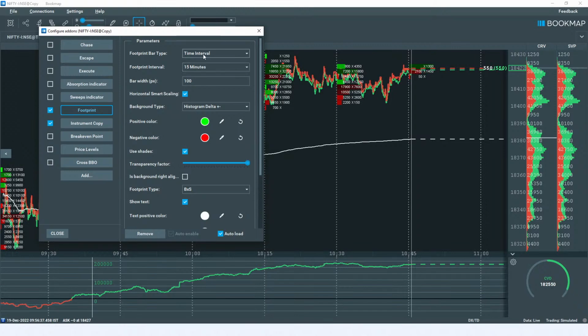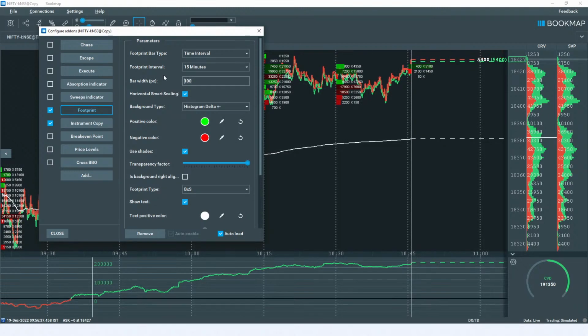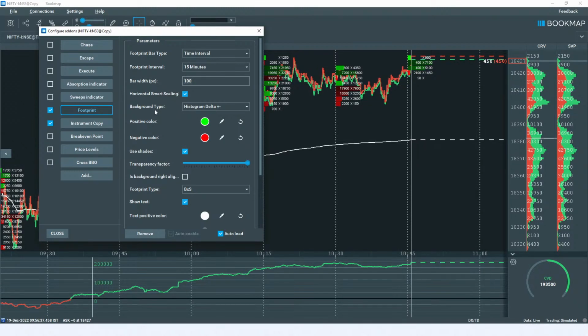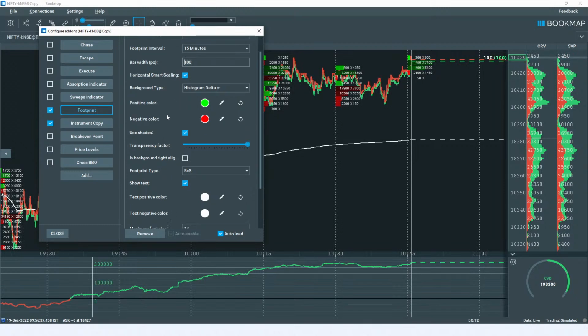Obviously I will look for what is happening within that. To look at what is happening within that 15-minute candlestick, I will look at the time interval of 15 minutes. Bar width is nothing but the visual appearance part. You can change this according to your need. And tick size, right? I will explain that. And horizontal smart scaling, everything, that's a default setting.